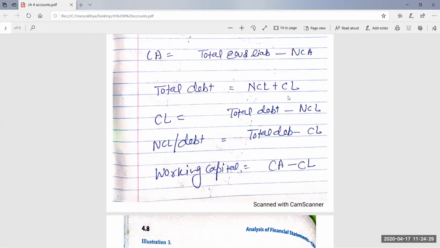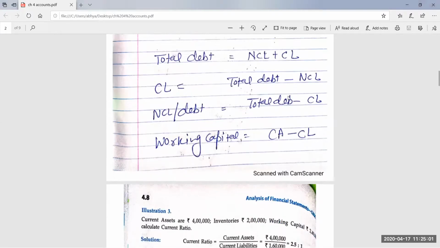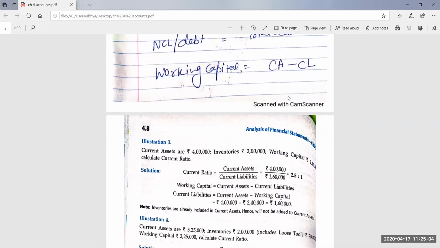Total debt minus non-current liability gives current liability. And one more formula, working capital. Sometimes in a question, working capital is given. Working capital means current assets minus current liabilities. Current assets and current liabilities, you all know, are found by adding all the subheads. Suppose out of these three, two are given, working capital and current assets are given, then easily you can find out the current liabilities. Similarly, we can do the interchanging of sides and find out.